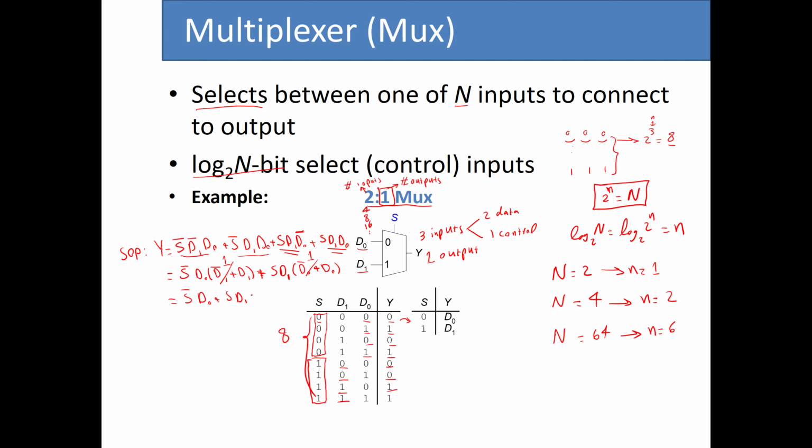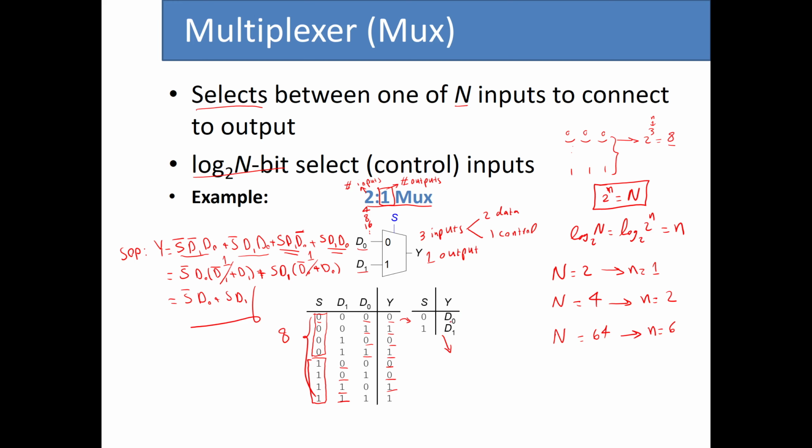As you can see from this equation, when S is 0, which makes S bar to be 1, this term equals D0, and this one equals 0. So when S is 0, Y equals D0. And on the other hand, when S is 1, which makes S bar to be 0, Y will be equal to D1. Basically, this table itself. So based on this, we can write the Boolean equation using this truth table as well.